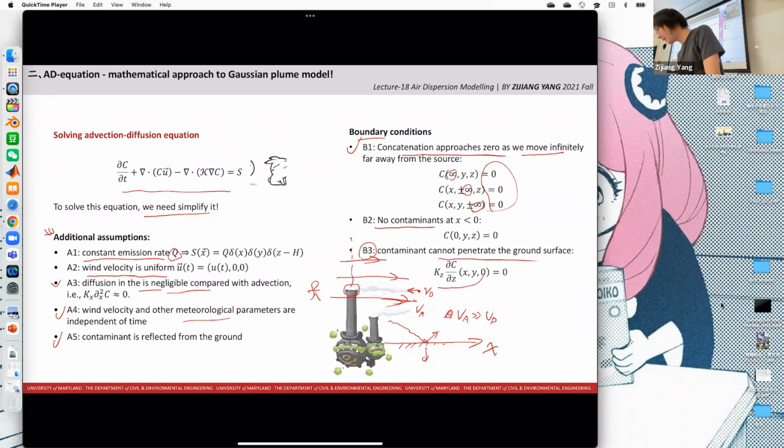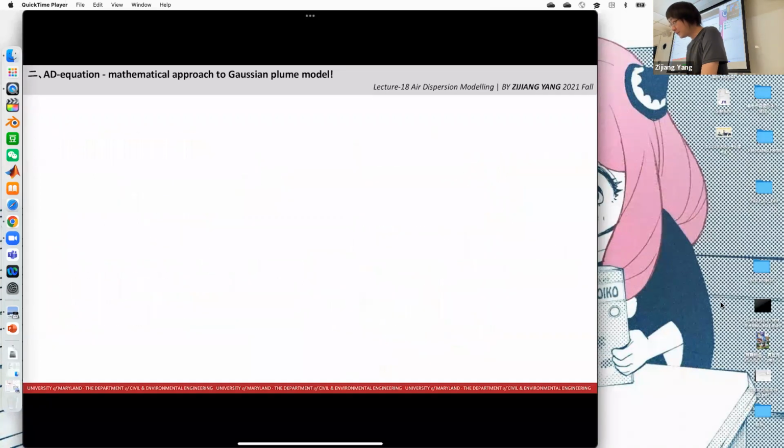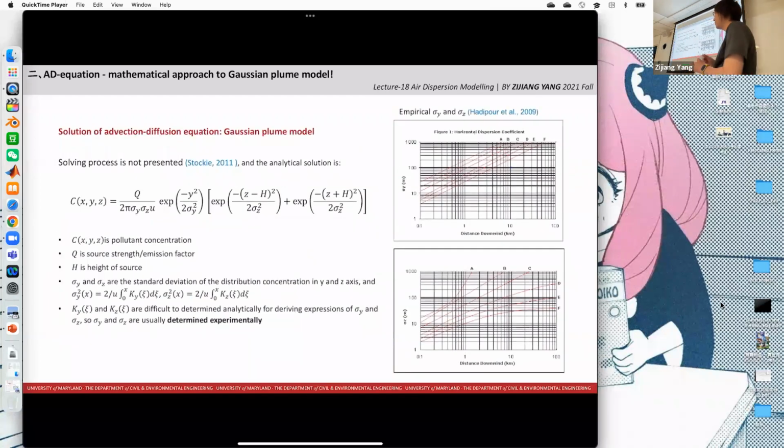And this is a flux, so the flux should be equal to zero. So basically we have all of these additional assumptions and boundary conditions to solve this equation. The exact method to solve this equation, I'm not going to talk about. I'm just going to show the result.